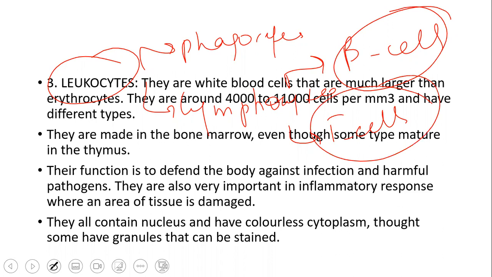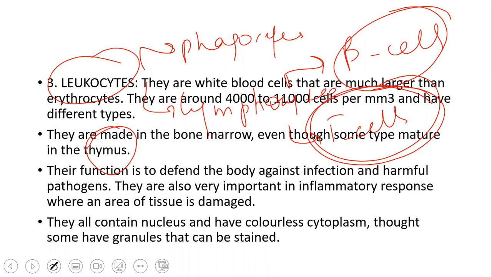Generally, all leukocytes are initially made in the bone marrow, but the T cells don't stay in the bone marrow. They end up going towards the thymus. The thymus is a small organ that you find in your throat. It is pretty small. And so the T cells will go to the thymus, and then they will mature in the thymus.